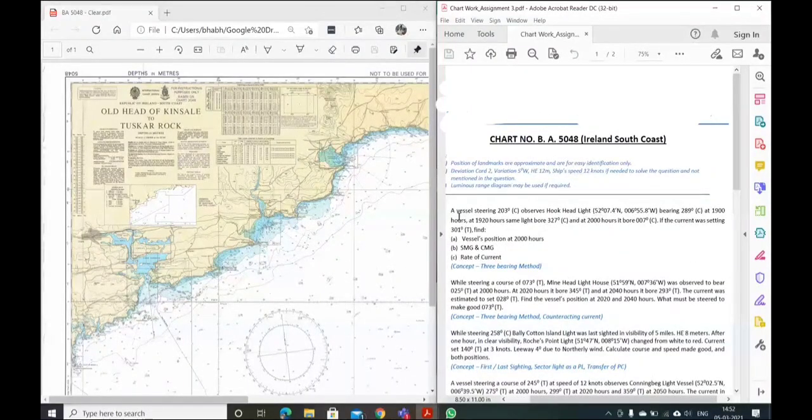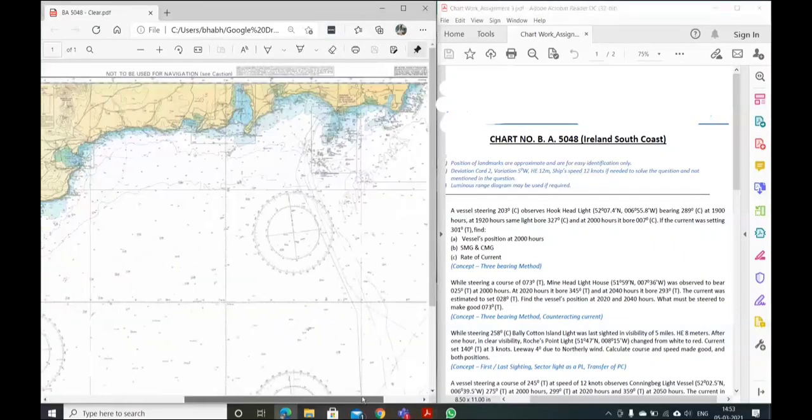Question number 1 says a vessel steering 203 observes Hook Head light bearing 289 at 1900 hours. At 1920 hours, the same light bore 327, and at 2000 hours, it bore 007. So let's go to Hook Head.